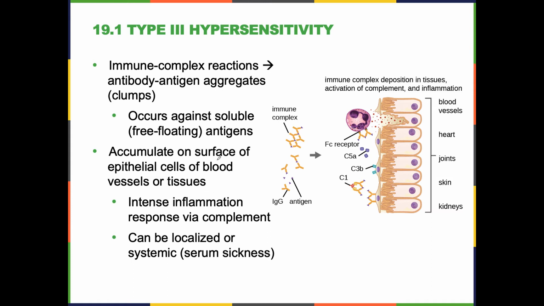And what you end up getting is these clumps. In this case, they're showing IgG as an example. IgG is binding to the antigen, and you form these large clumps or aggregates. This is an immune complex, and it's always going to form against soluble or free-floating antigens. Sometimes it's a mechanism for things like penicillin sensitivity. So if you're allergic to penicillin, it's probably a type 3 hypersensitivity. Any type of injectable drug, things that are floating around, just because you happen to have some sort of antibody that sticks to it. That's typically the most common case.